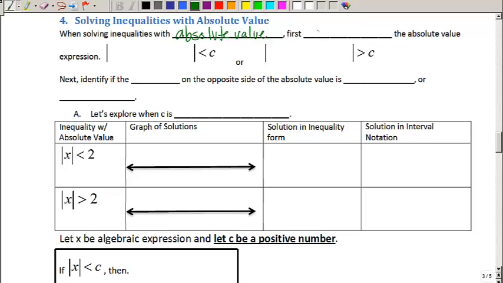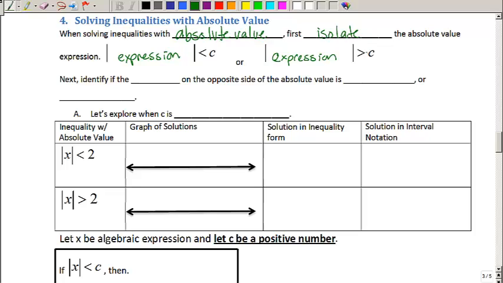I want you to first isolate the absolute value expression. I want it to be the absolute value of some expression is less than c, or less than or equal to c, or the absolute value of the expression is greater than or equal to c.